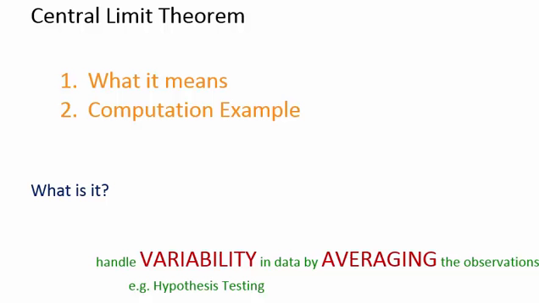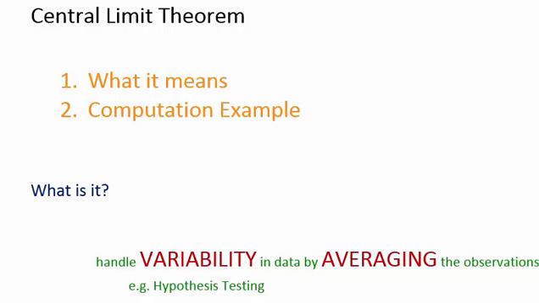In this presentation, we're going to talk about the central limit theorem. Essentially, I'm going to describe mathematically what it means, and then I'm going to do a computation example. The central limit theorem is essentially a way for us to handle variability in data, essentially by averaging the number of observations.